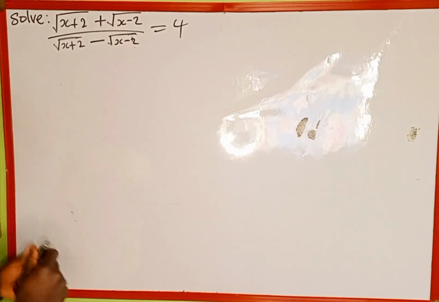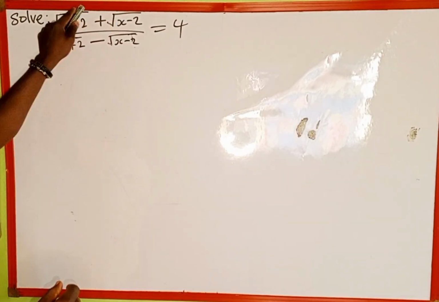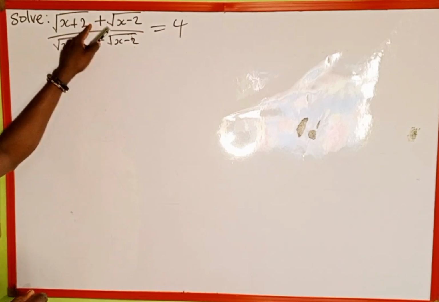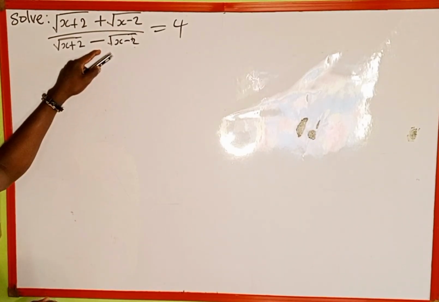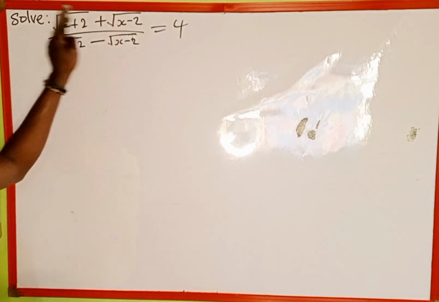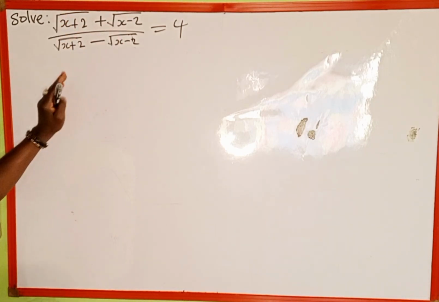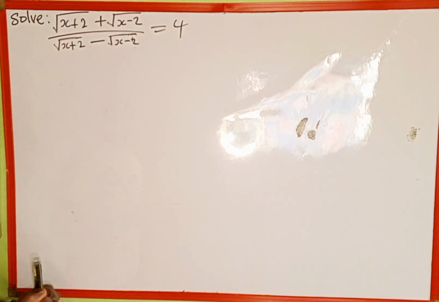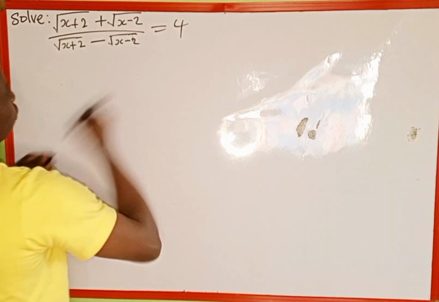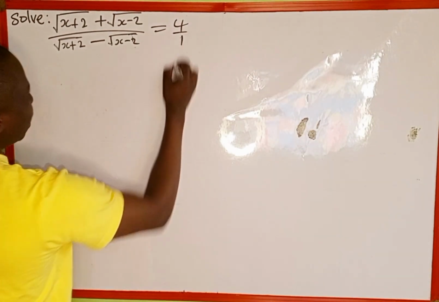No, we cannot cancel, because the numerator is separated by positive and the denominator is separated by negative. If it was multiplication, then we could cancel. So the best thing we're going to do is to first cross multiply. So this is going to be what? This 4 can also be written as 4 divided by 1.